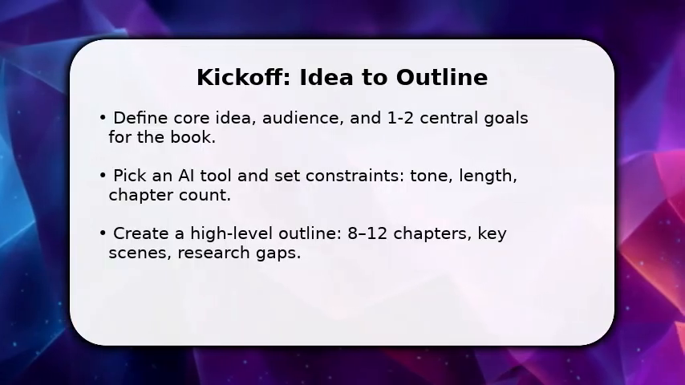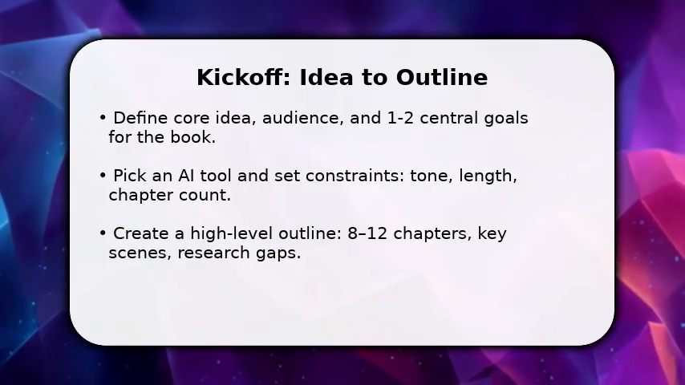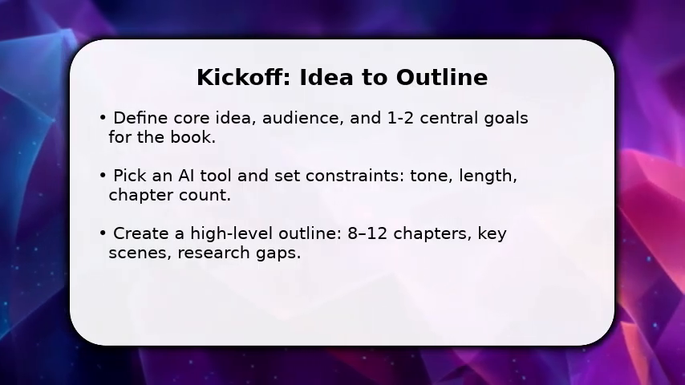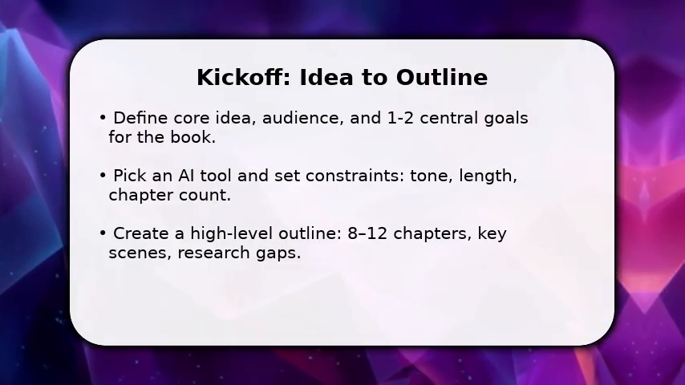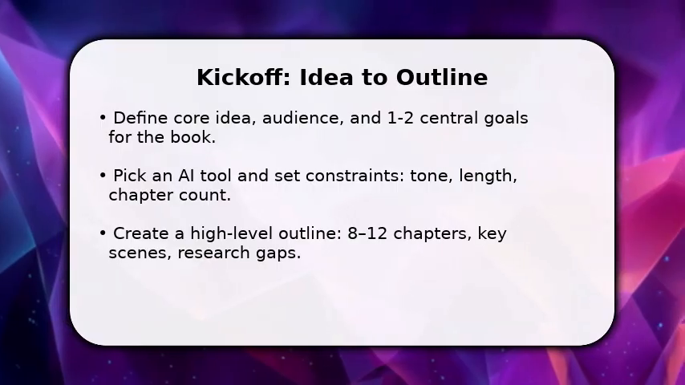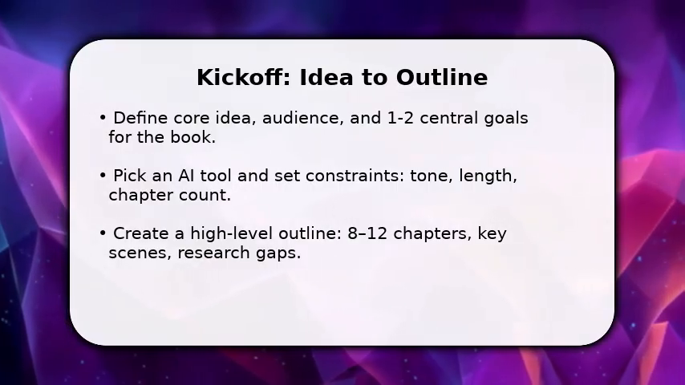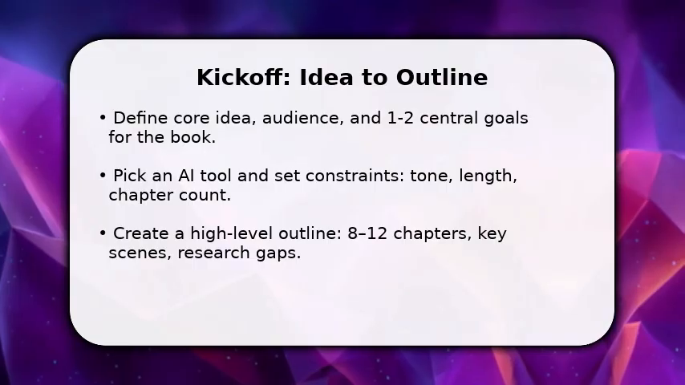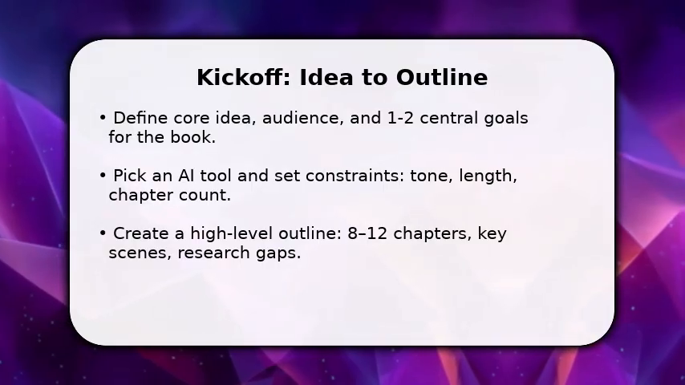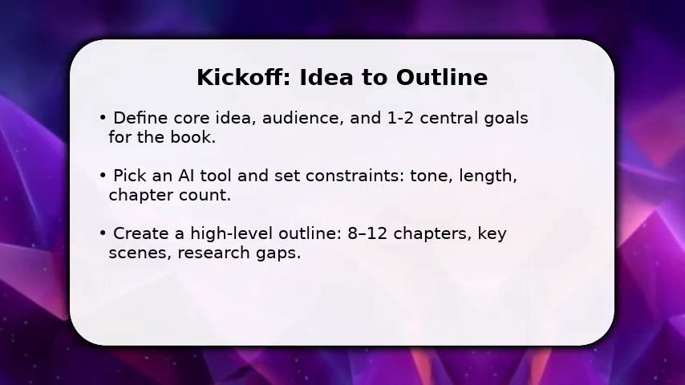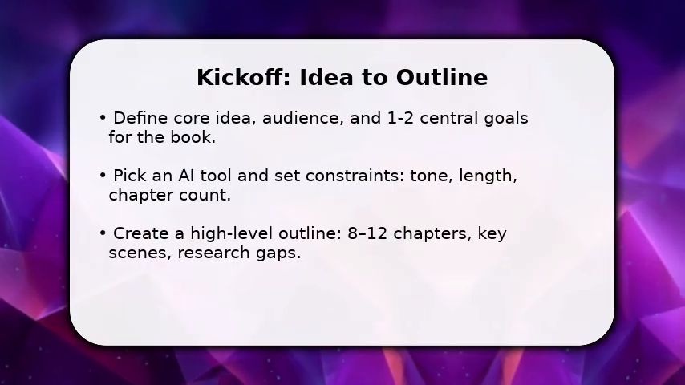You start by locking the idea and audience so every AI prompt has direction. Once done, set constraints, tone, target length, and chapter count so the model stays focused. Next, prompt the AI to generate a high-level outline and refine it until chapters map to goals. Make sure to mark research gaps and flag any sensitive topics. This first step moves you from vague intent to a concrete roadmap.